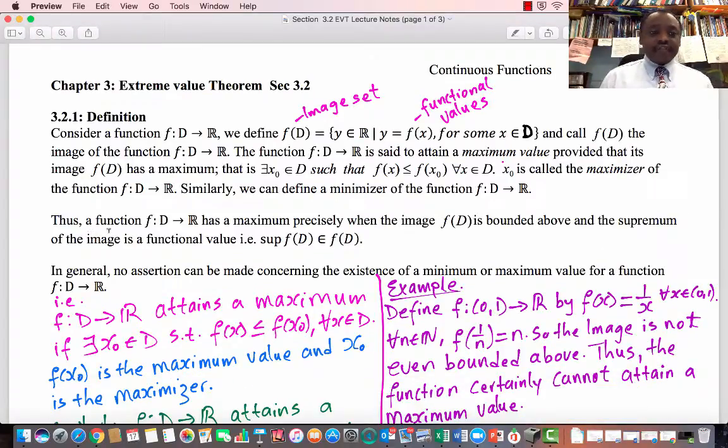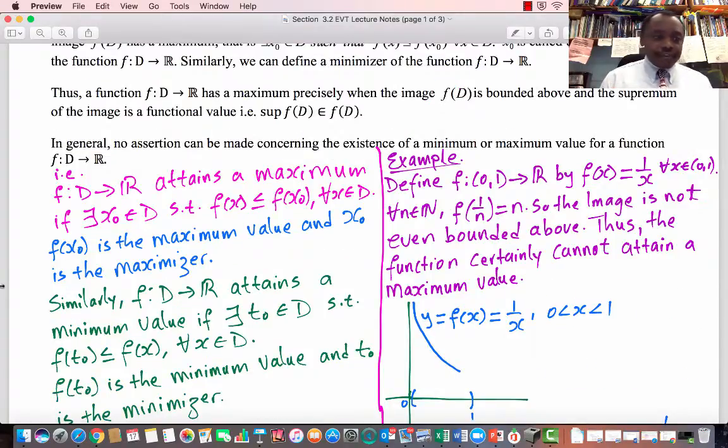Thus, we can say that a function f from the domain D to the set of real numbers has a maximum precisely when the image f of D is bounded above and the supremum of the image is a function value. That means the supremum of f of D is an element of f of D. In general, no assertion can be made concerning the existence of a minimum or maximum value for a function f from a domain D to the set of real numbers. But we would be able to make a definite assertion if D is a closed bounded interval, and that is the key theorem of this section.